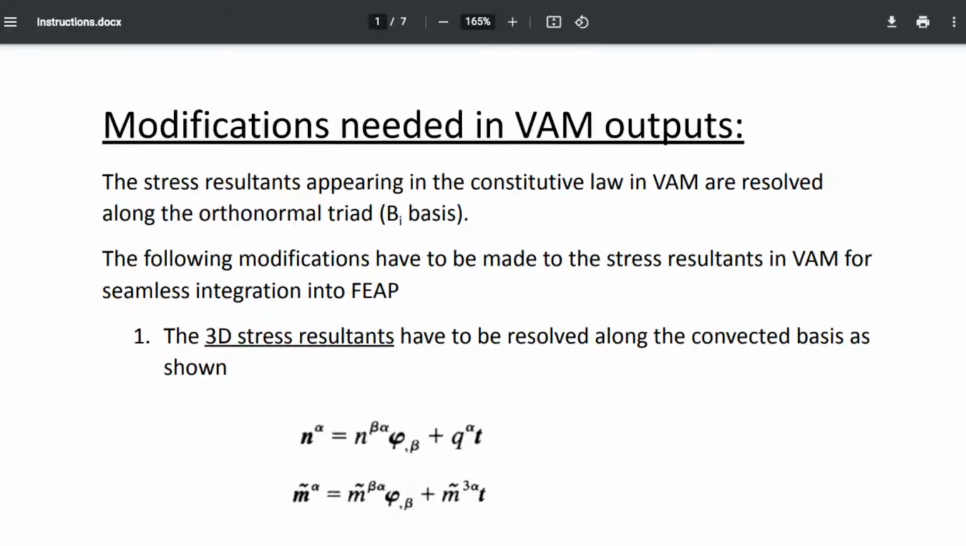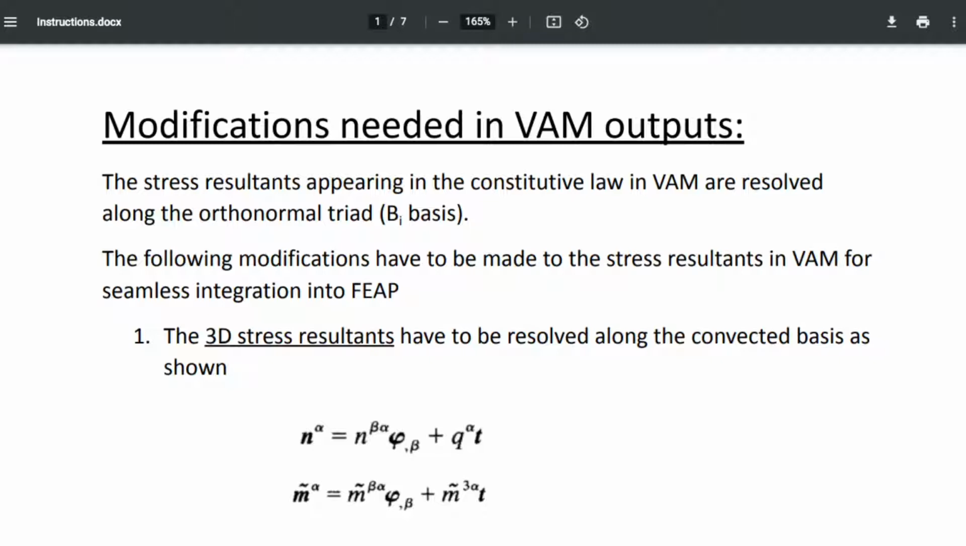Hello and welcome everybody to this new video. In this video we are basically going to discuss the instructions which we provided on how to modify the VAM outputs so that it can be used properly in the FEEP software.